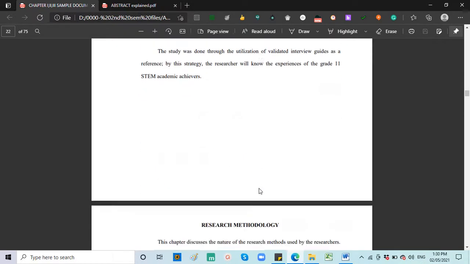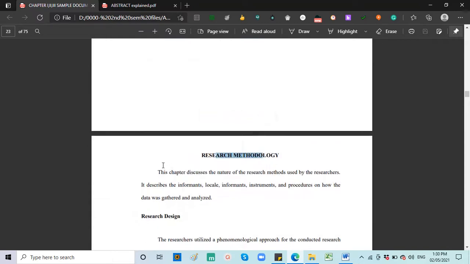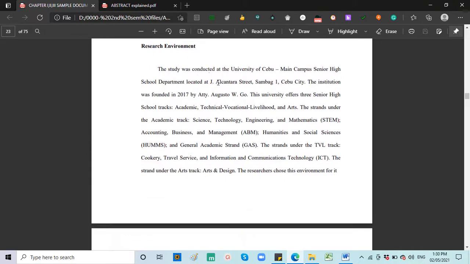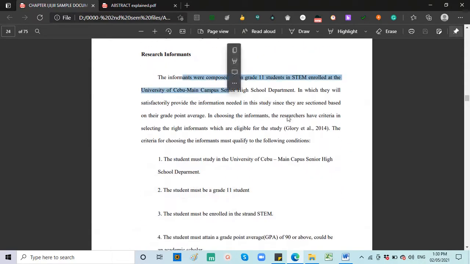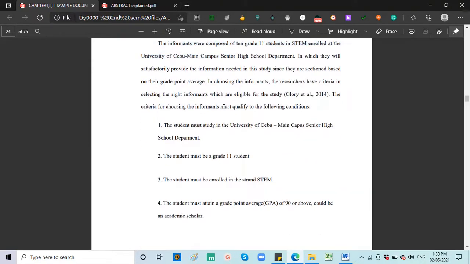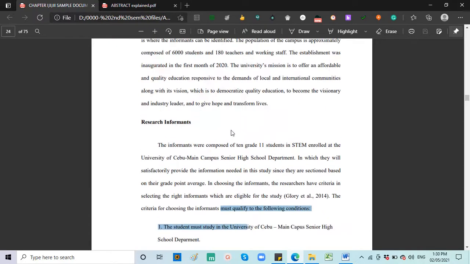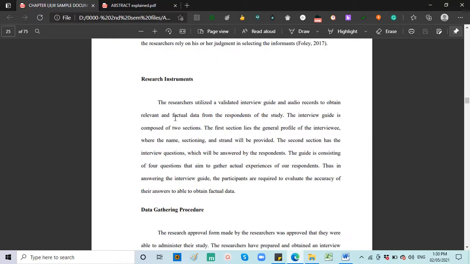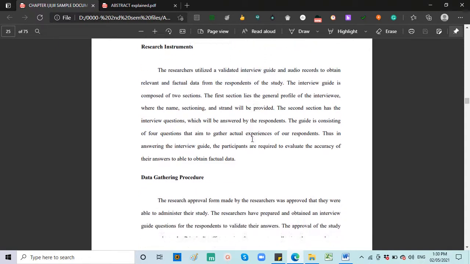And then proceed to research methodology: research design, phenomenology, research environment, and research informants, how many, and what are their qualifications. This should be clear, because this will also be checked during the oral defense. Who are your informants? It should be clear how they qualify. And then our research instrument is, of course, the interview guide, the semi-structured interview guide questions.